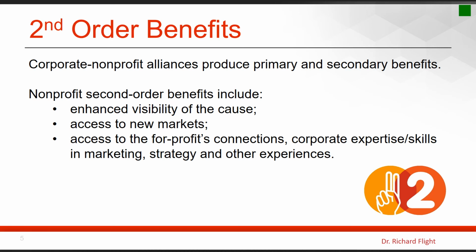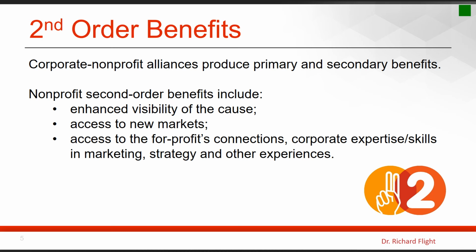So not only are their primary benefits or first order benefits realized in additional resources, but they also gain these resources of social presence, awareness. They tap into new potential donor pools and things of that nature, as well as all of the experience that the for-profit has. So think about this, that the nonprofit may not have a lot of business savvy, but if they partner with a prominent for-profit organization, they gain that business savvy through that relationship that they have.